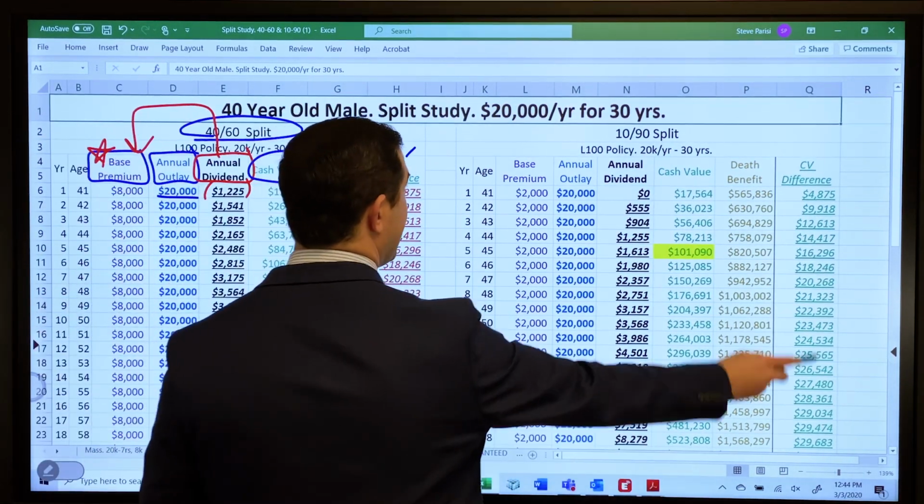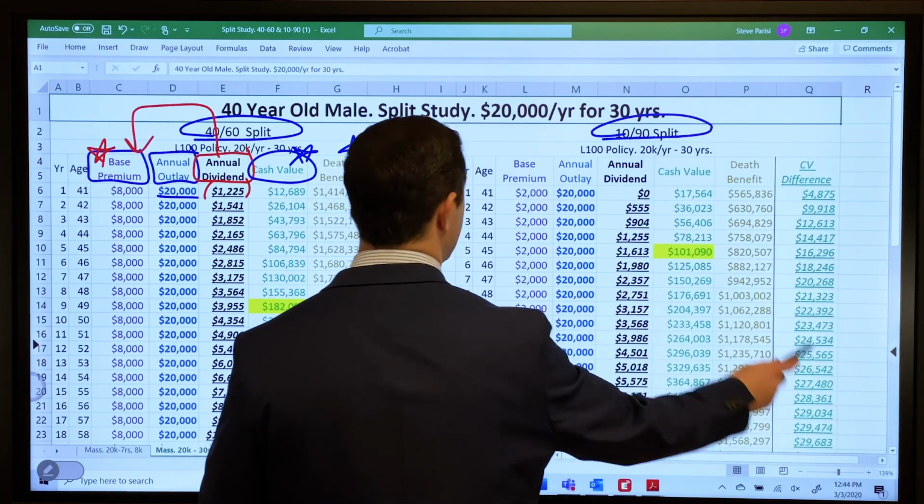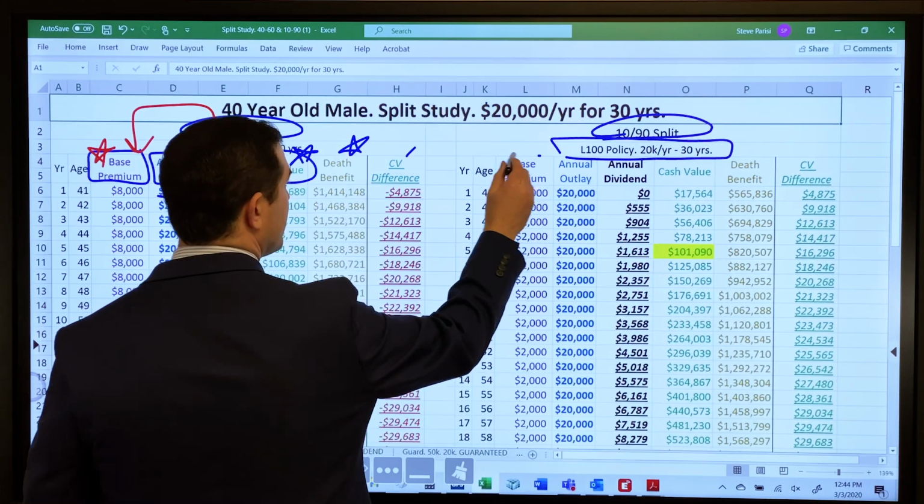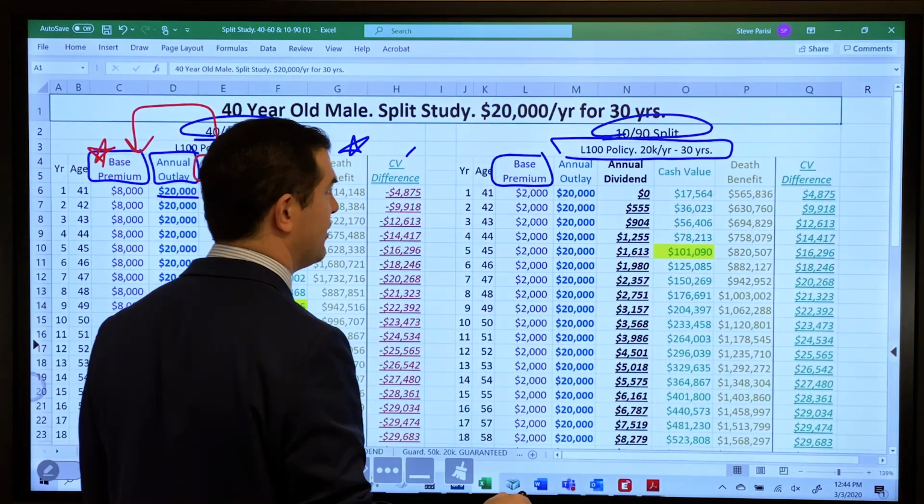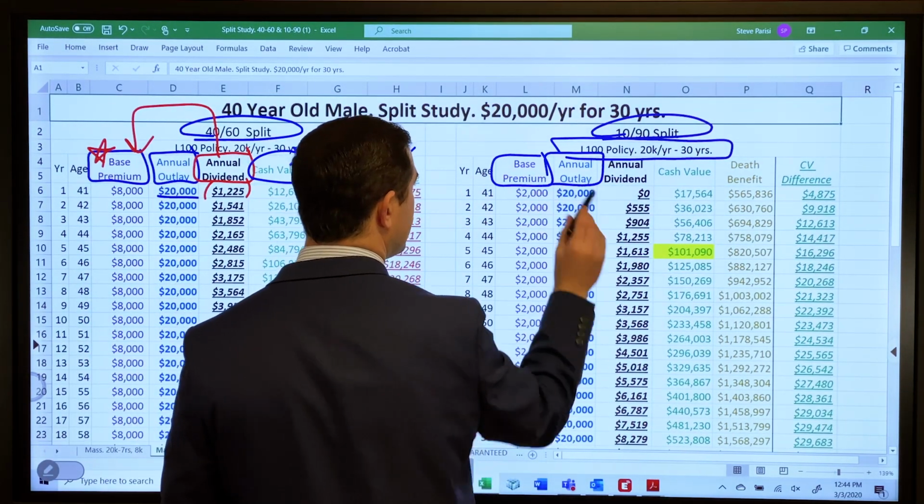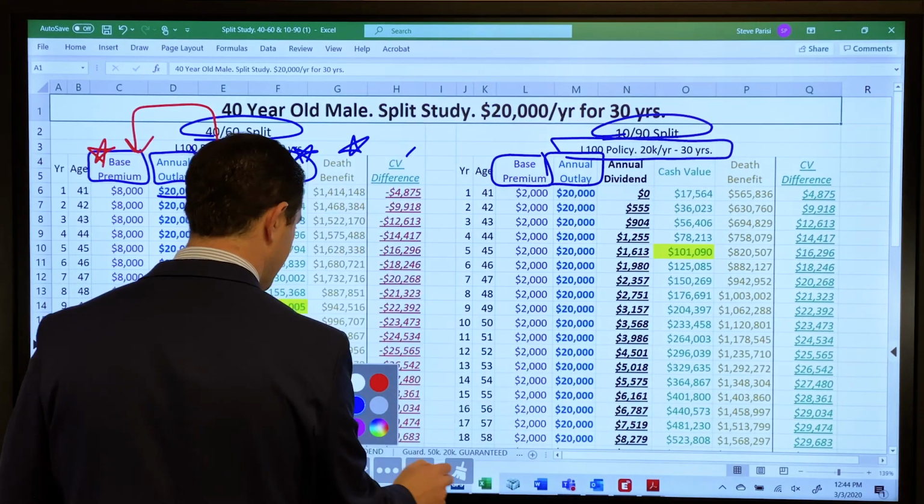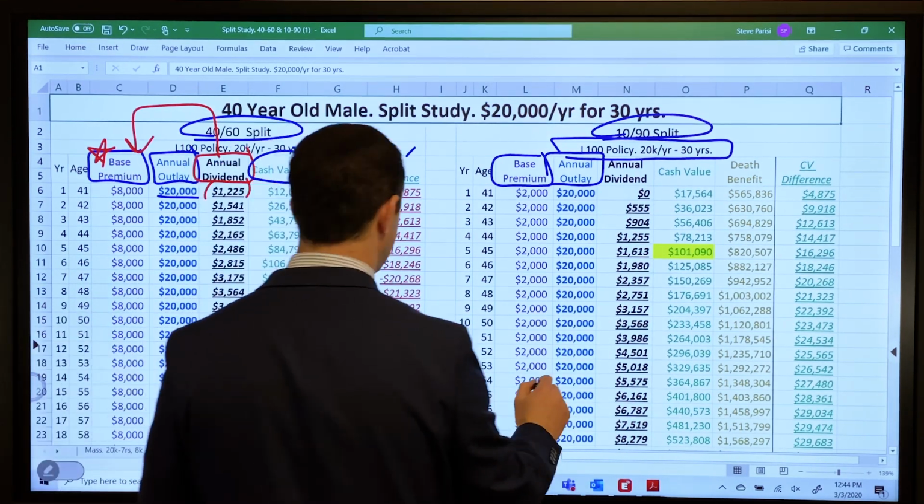So as we look at this guy, 1090 split, same policy. We just looked at the detailed illustration. Premium piece, $2,000. Total out of pocket, exact same $20,000. Let's focus on the dividend here. This is the point that always comes up.